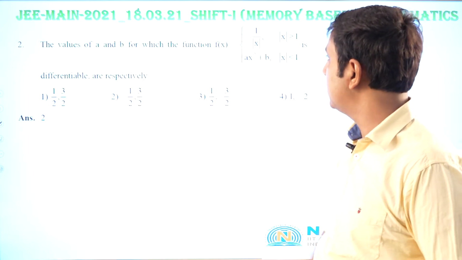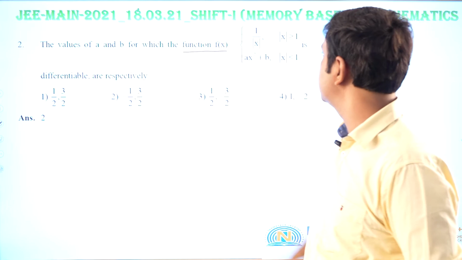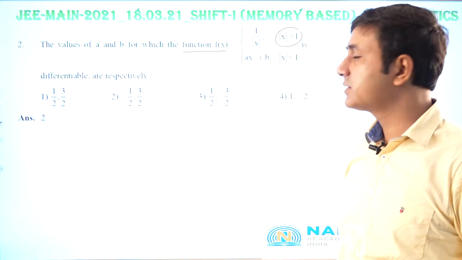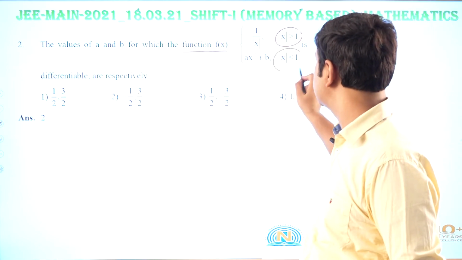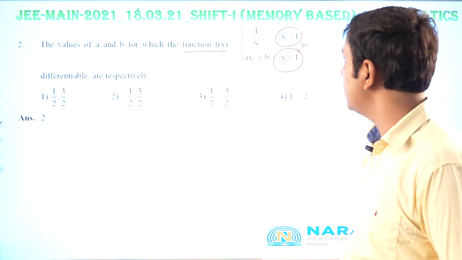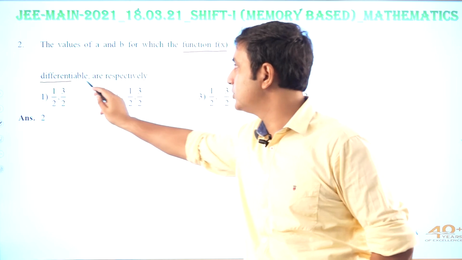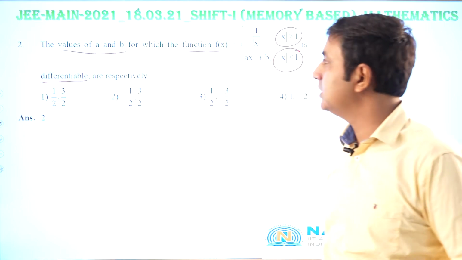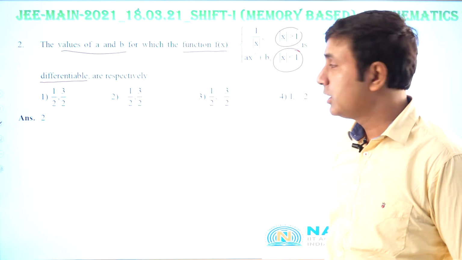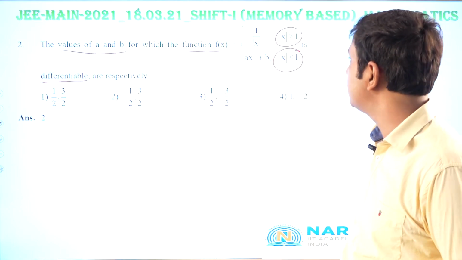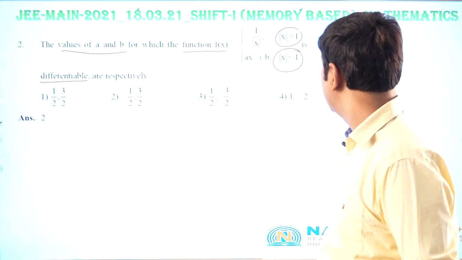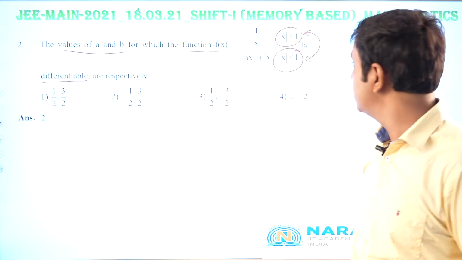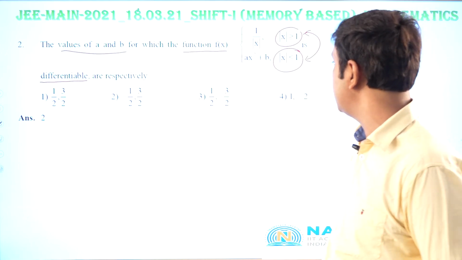Now, in this question, a function is given. f(x) is equal to 1 upon mod x when mod x is greater than 1, and ax square plus b when mod x is less than 1. We have been given that the function is differentiable, and we are asked the values of a and b for which the function is differentiable. Now, for the function to be differentiable, it must at first be continuous. The definition of the function changes at x equal to 1. Hence, we'll check the continuity first at x equal to 1.